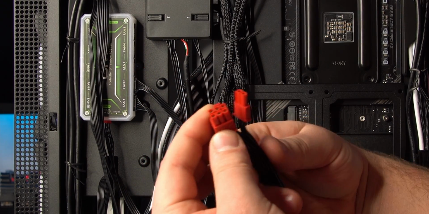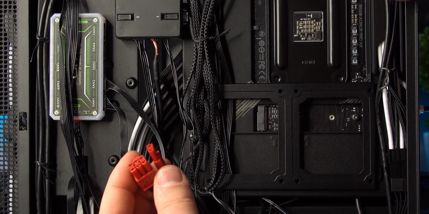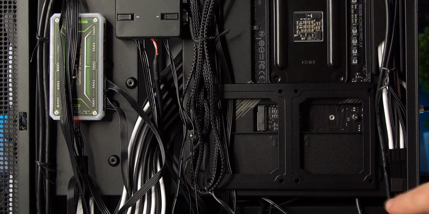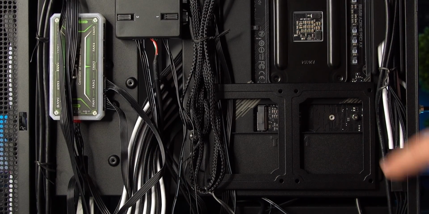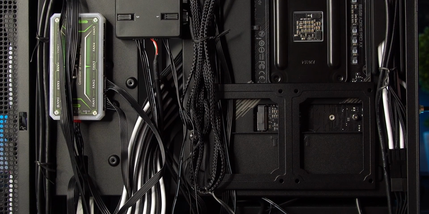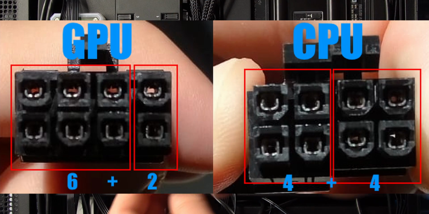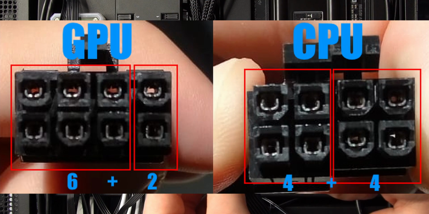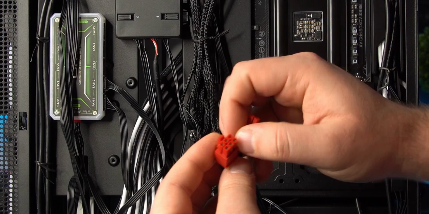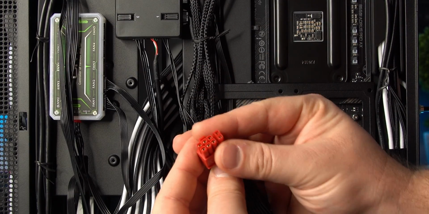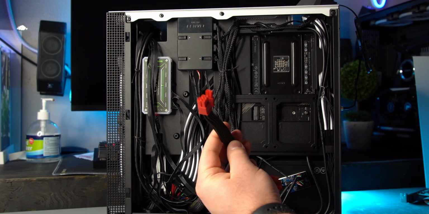The other way you can differentiate them is there's another one right here. I don't know if you can see that. It's kind of tucked away. That's for the CPU on the motherboard. They look very similar, but that one splits 4 pins and 4 pins. The GPU one splits 6-pin and 2-pin. Like I said, some GPUs only have 6-pin, some have 8-pin. So this is what you're looking for.